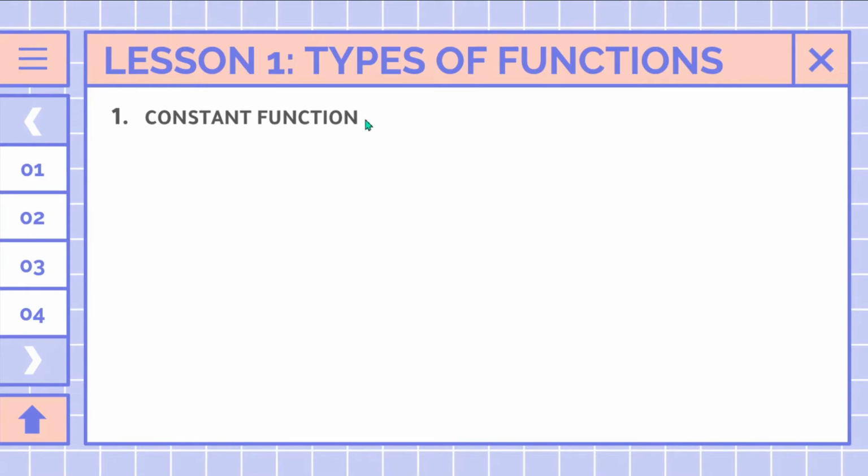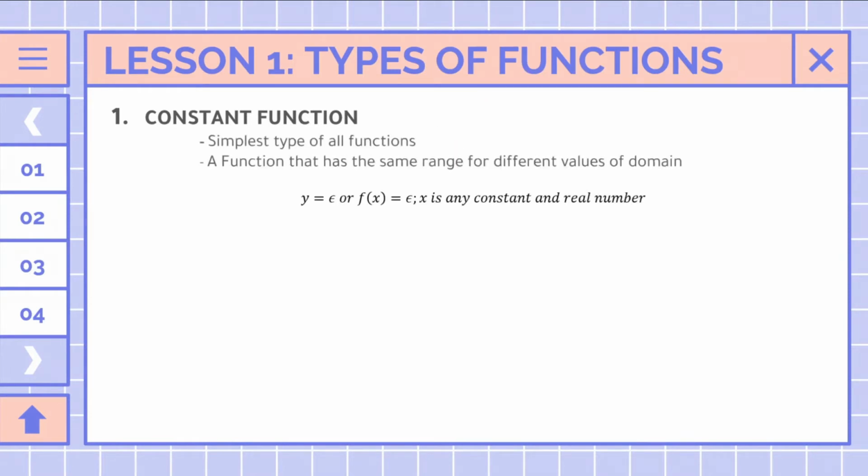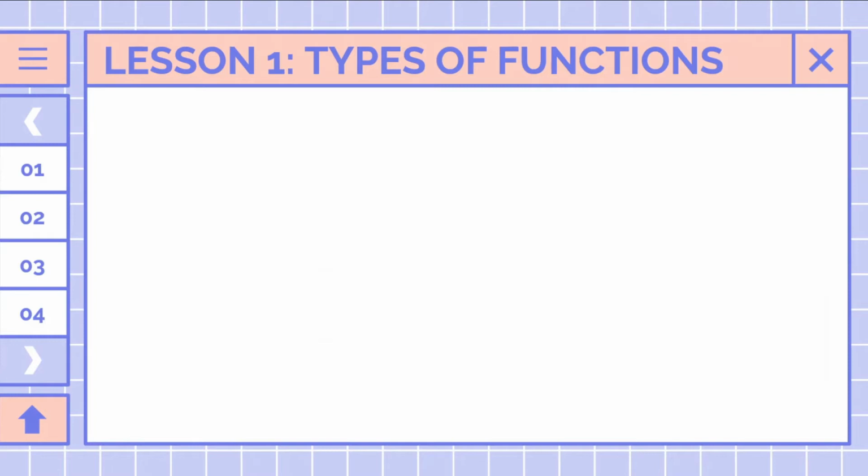Let's go to the types of function. First type is constant function. It is the simplest type of all functions. A function that has the same range for different values of the domain. So it is written as y is equal to a constant, a real number. So, ang sinasabi is y, yung value ng y or value ng function of x, kahit anong value ng x, pwede. So, next is the linear function.